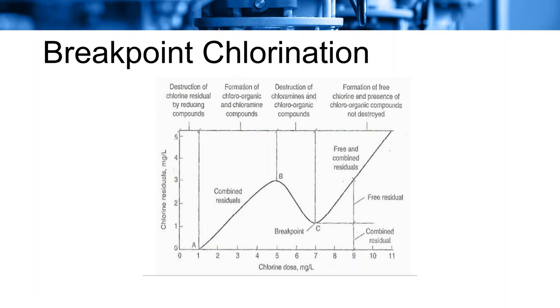This is because those compounds are being turned into a chloride ion. And so that residual will begin to drop until it reaches a certain point where anything added to the wastewater is only our free chlorine, and that's at point C. So you'll still have some combined residual, but most of it has been destroyed and exists as a chloride ion now. All additional chlorine that's added to the solution will be our free residual.